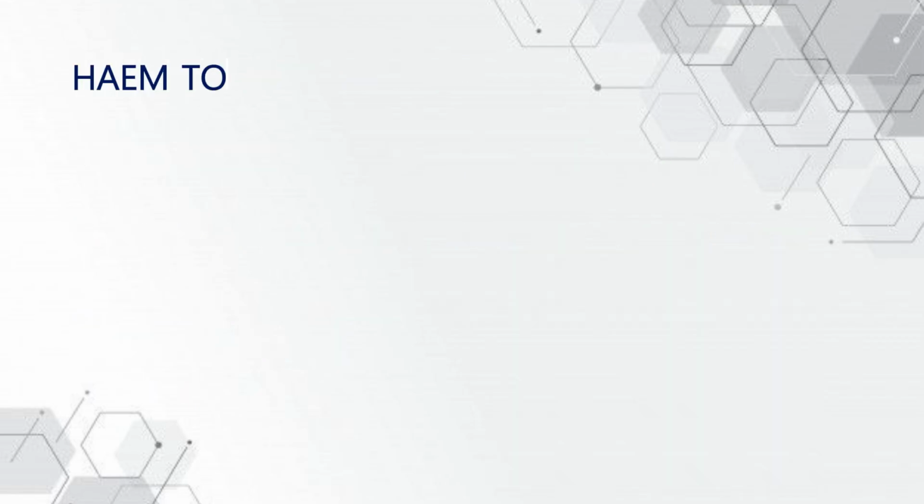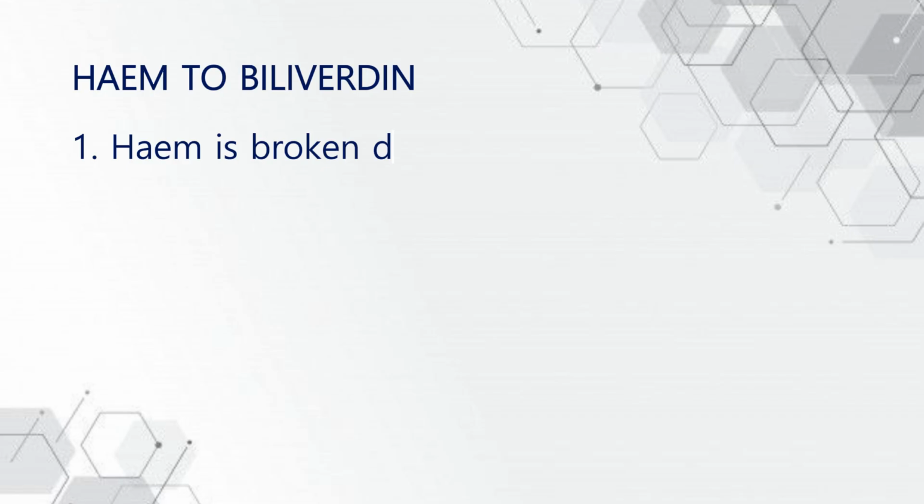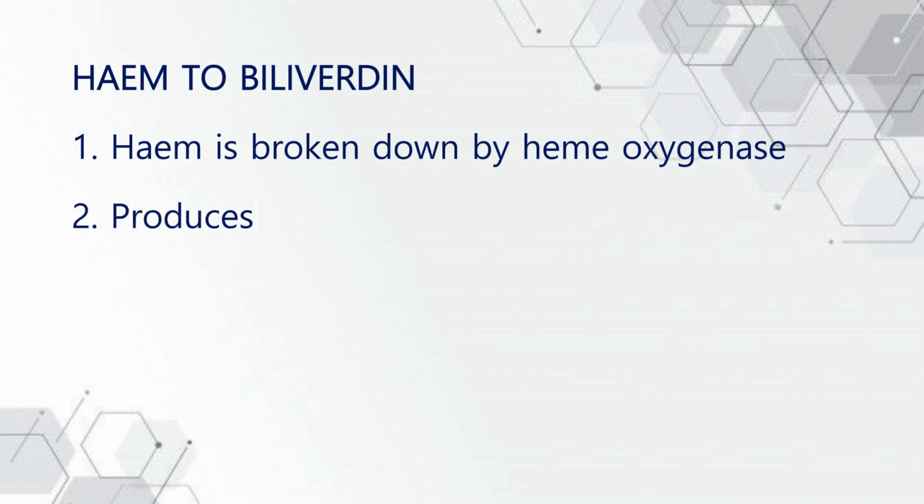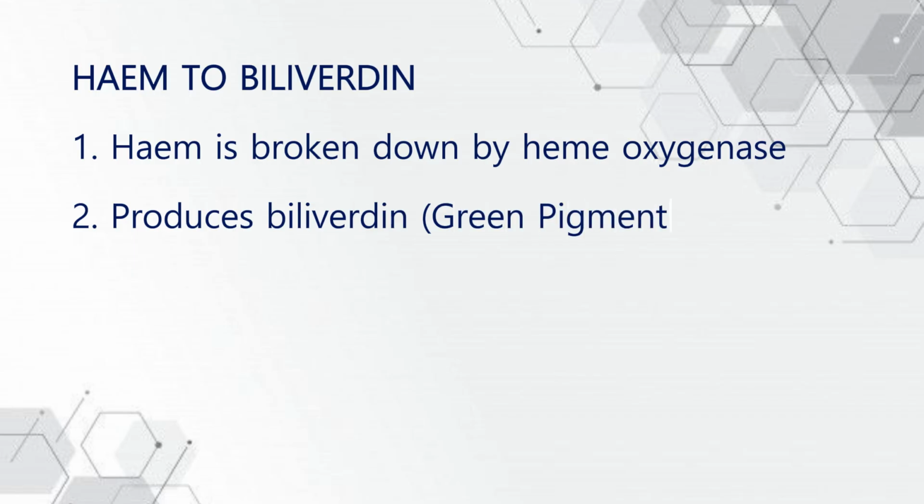Haem to biliverdin. This step is the first stage in the breakdown of Haem, which mainly occurs in macrophages of the liver, spleen, and bone marrow. The enzyme Haem oxygenase catalyzes the reaction. It acts on Haem in the presence of oxygen and NADPH. The Haem ring is opened, which converts Haem into biliverdin, which is a green pigment.